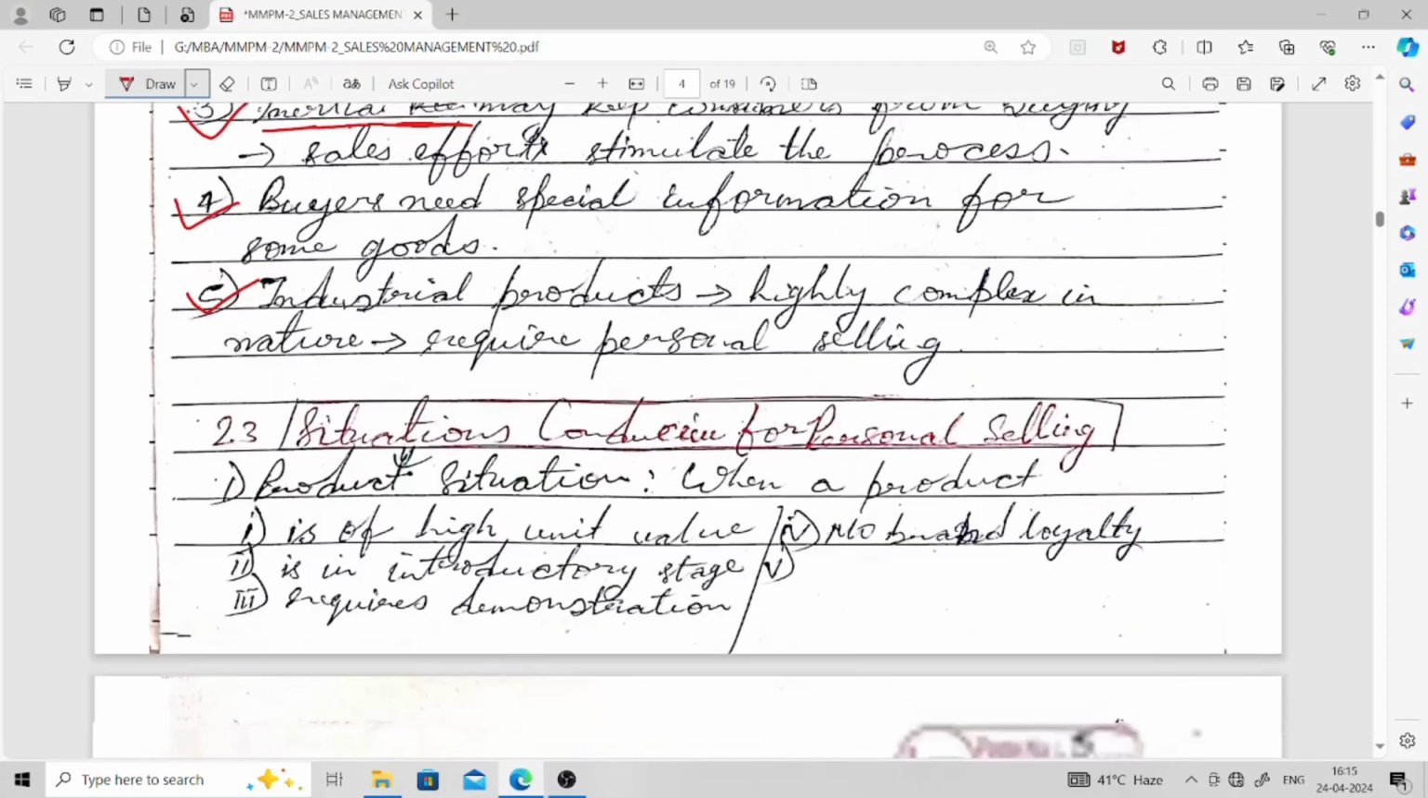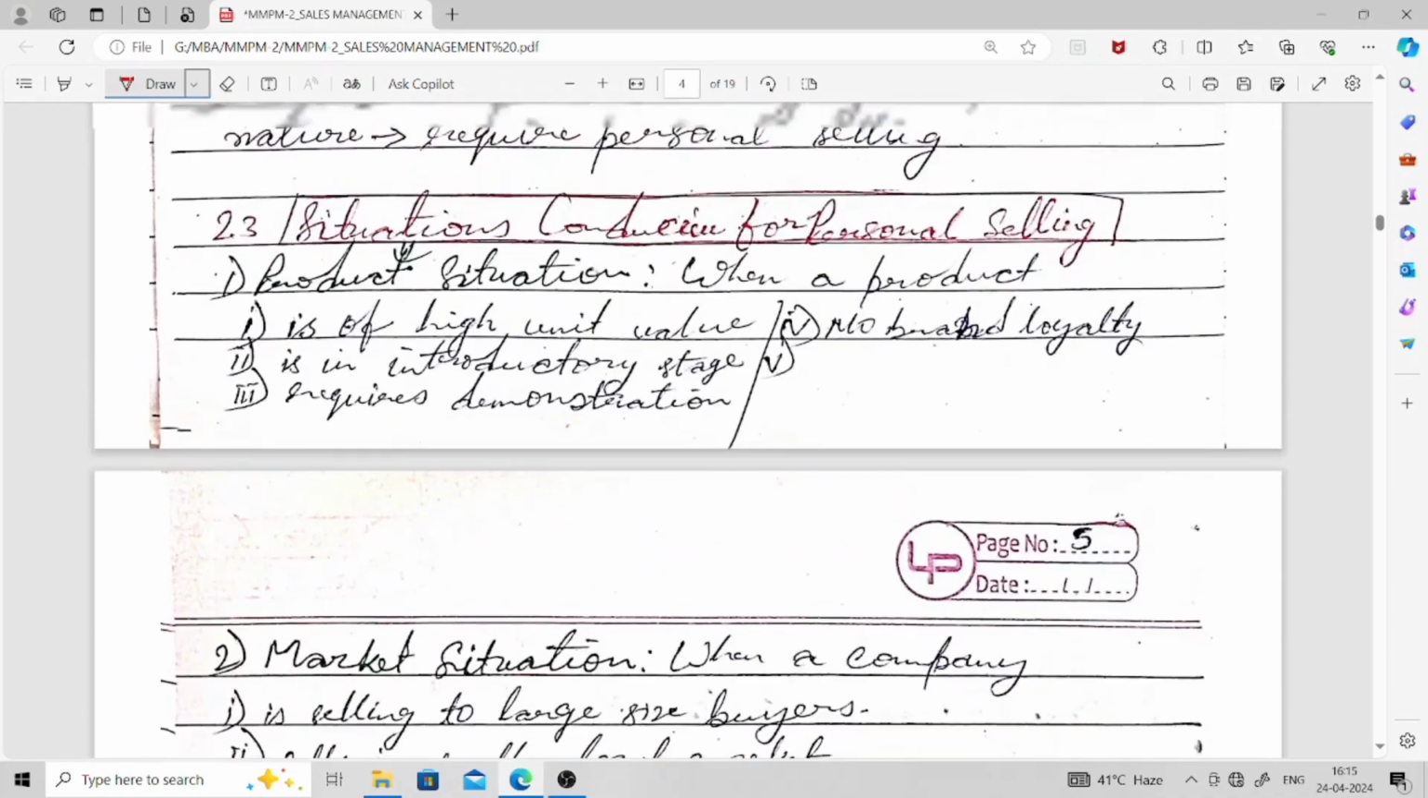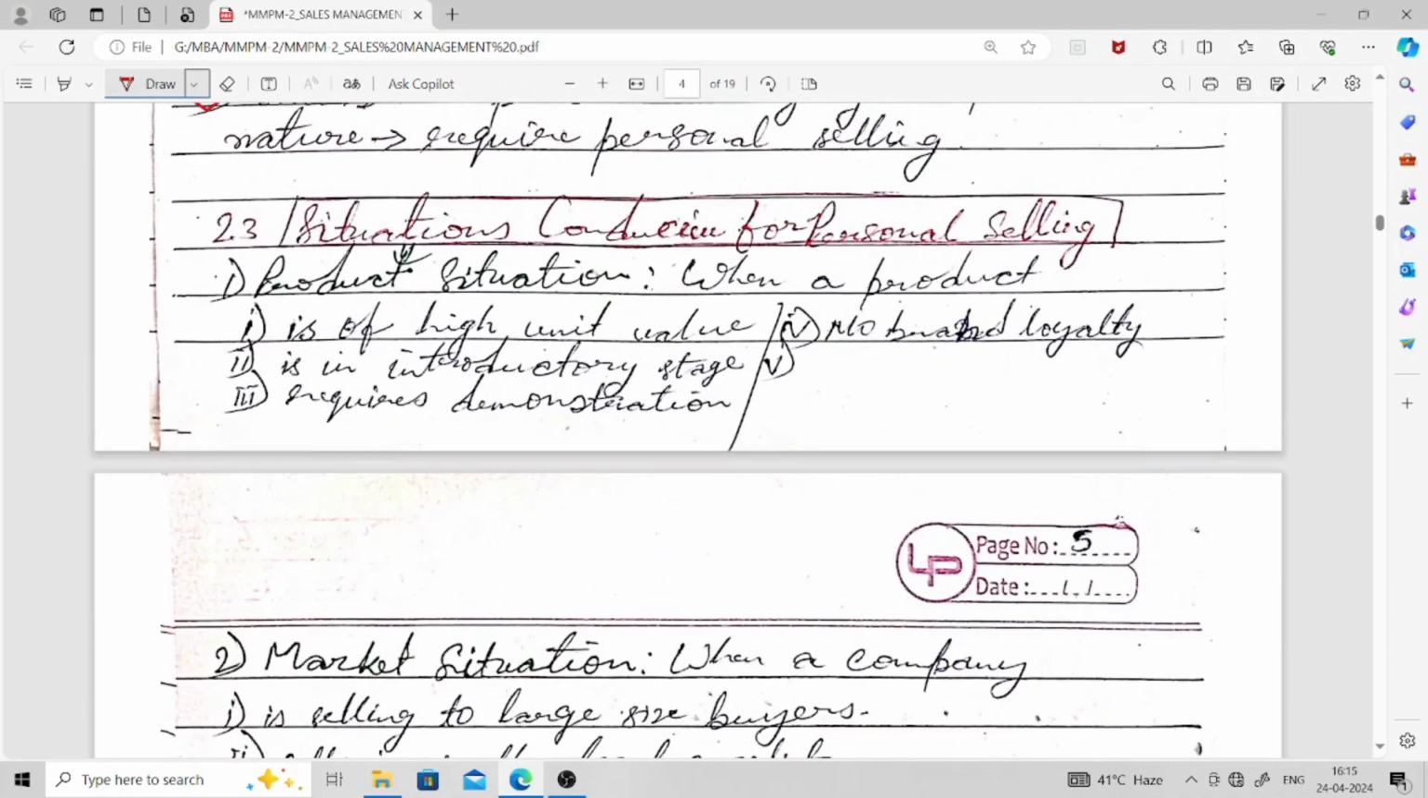Then you have situations conducive for personal selling. What are the situations when personal selling is conducive, or favorable? First, it is the product situation: on the basis of the product, when is the product going to make personal selling effective? First given, product situation: when a product is of high unit value. If the price of one particular unit is very high, then personal selling is required.